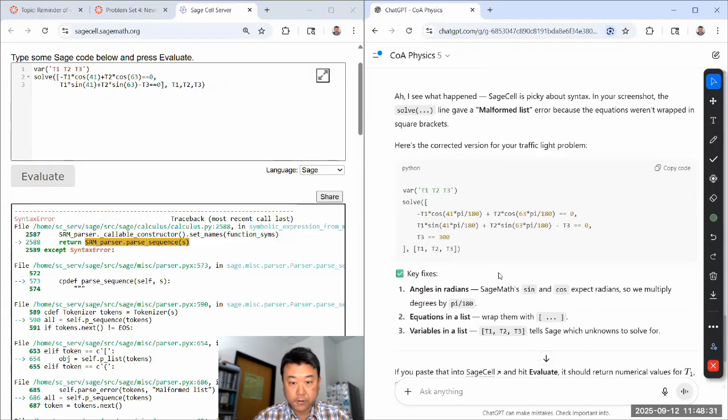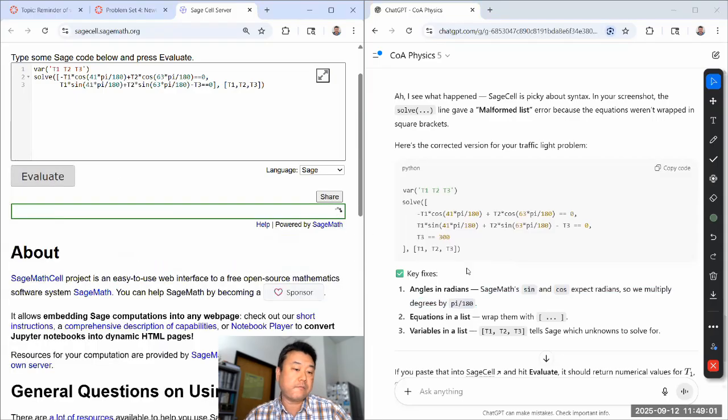Equations list, variables in a list. That part I don't think is necessary, but let's do it anyway. And angles in radians. Yeah, we need that. So times pi over 180, times pi over 180, times pi over 180, times pi over 180. Now it's still going to have an error or some sort of output that doesn't give us what we want.